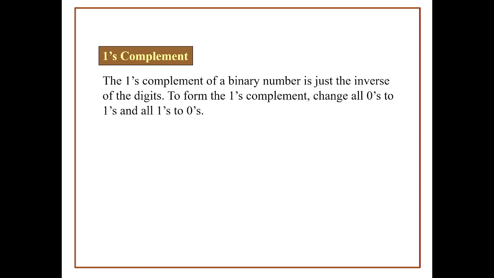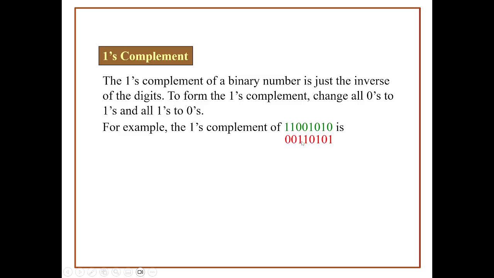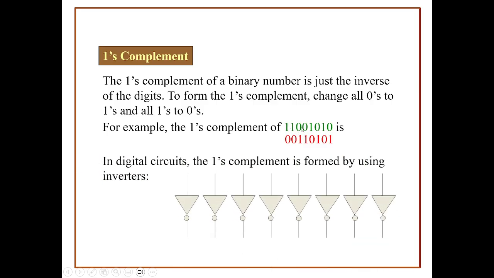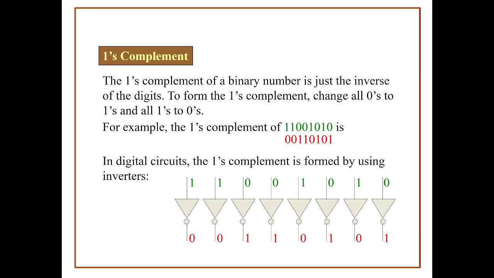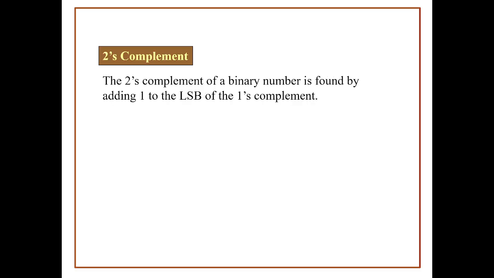The ones complement of a binary number is just the inverse of the digits. To form the ones complement, change all zeros to ones and all ones to zeros. For example, the ones complement of 1, 1, 0, 0, 1, 0, 1, 0 is 0, 0, 1, 1, 0, 1, 0, 1. So whenever 1 becomes 0, whenever 0 becomes 1. In this circuit, the ones complement is formed by using inverters. Remember, last class I taught the concept of inverters. Okay, I hope you still remember inverters here.